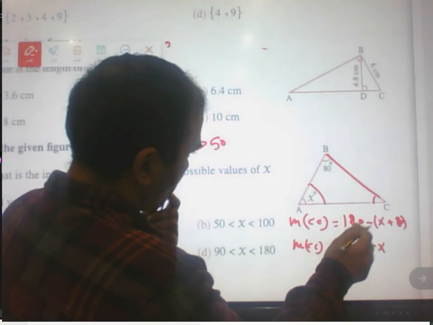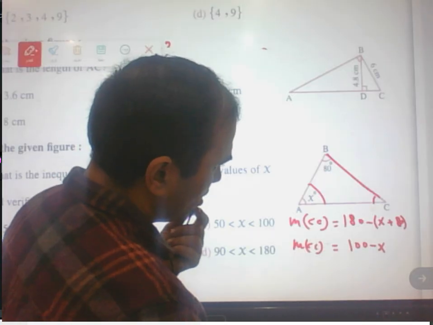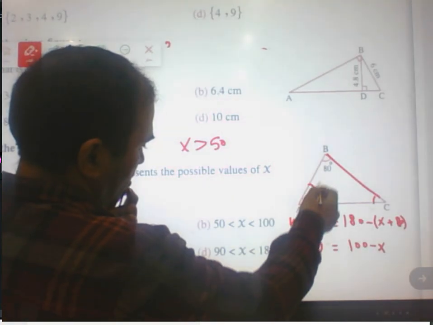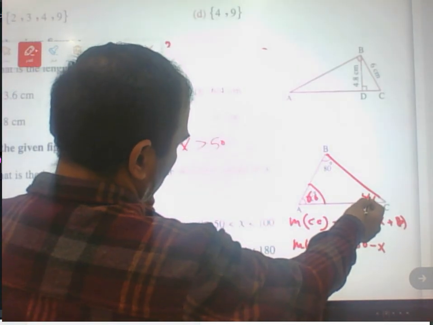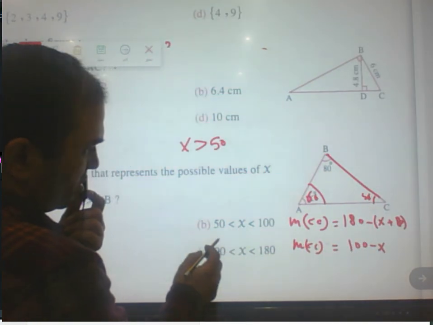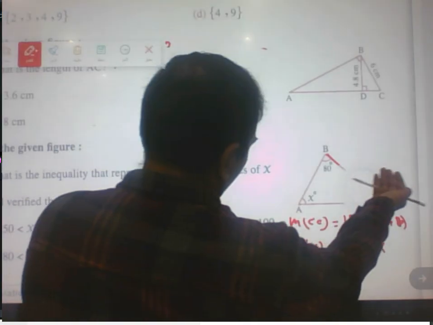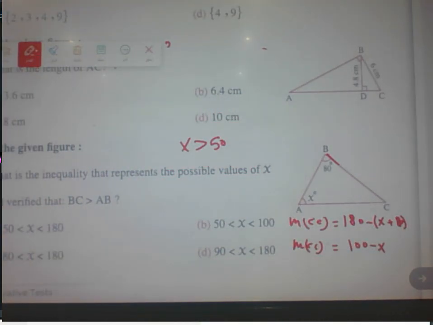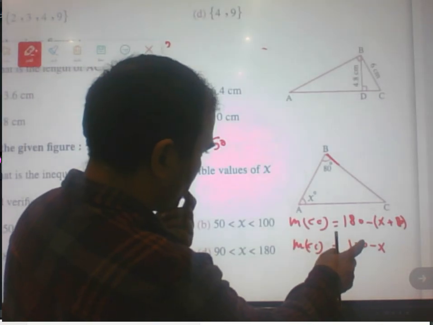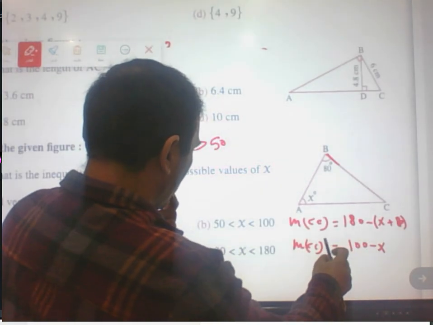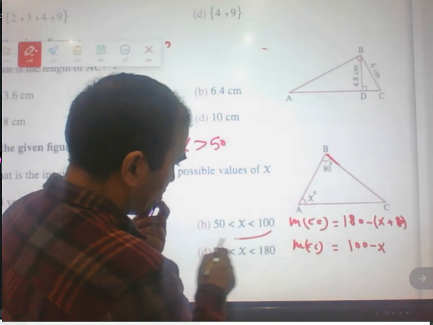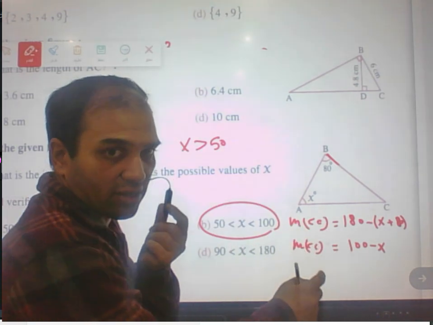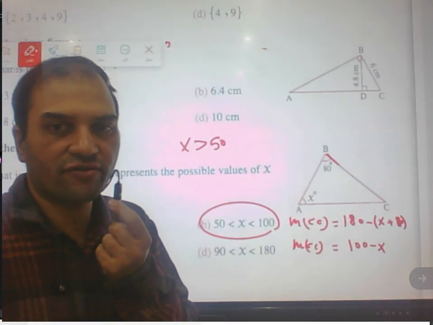If you put x as a number less than 100, like 60 or 40, for example if we put 60 here, then 60 plus 80 is 140, and the angle will be 40. Then x lies between 50 and 100, a number less than 100, because if you put a number greater than 100, we can't find the relation. Understood? If you put angle x as 110, 100 minus 110, we can't find it.